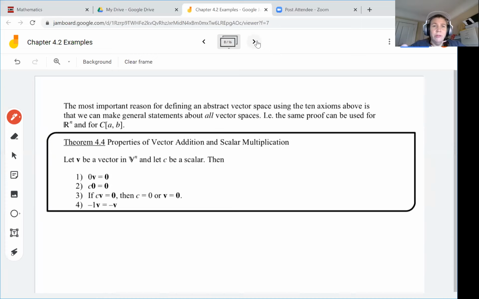All right, so we will continue in the next video with looking at properties of vector addition and scalar multiplication and some examples of spaces that are not vector spaces.